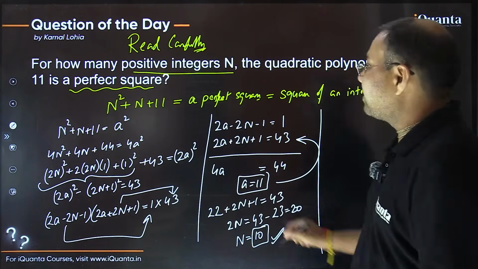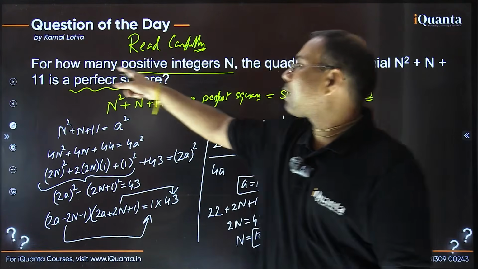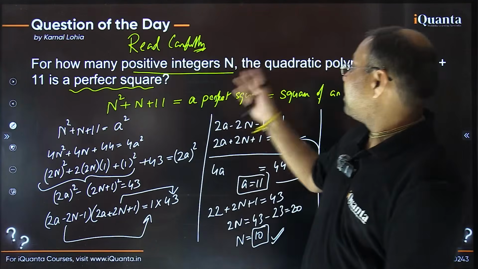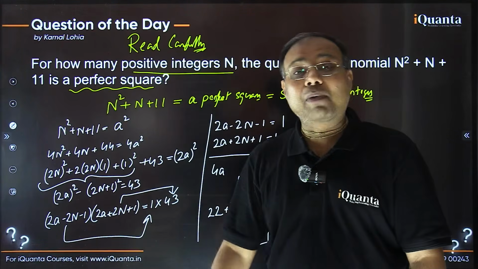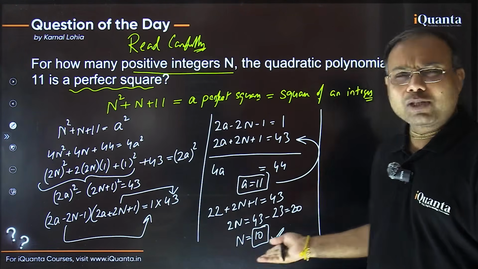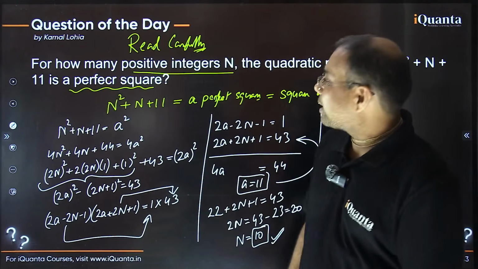That means there is only one possible value. The question was asking how many positive integers n are possible such that this expression is a perfect square. So we are getting only one possible value, that n is equal to 10, and it is a positive integer, of course. So that satisfies.